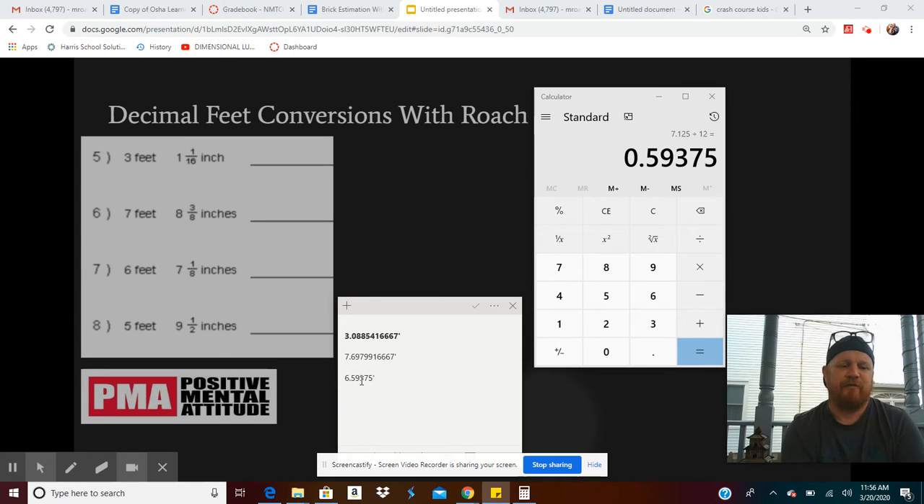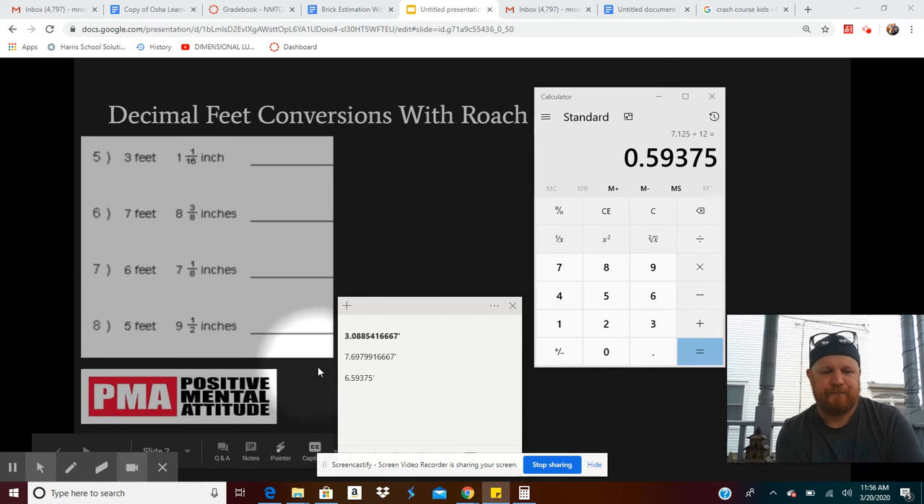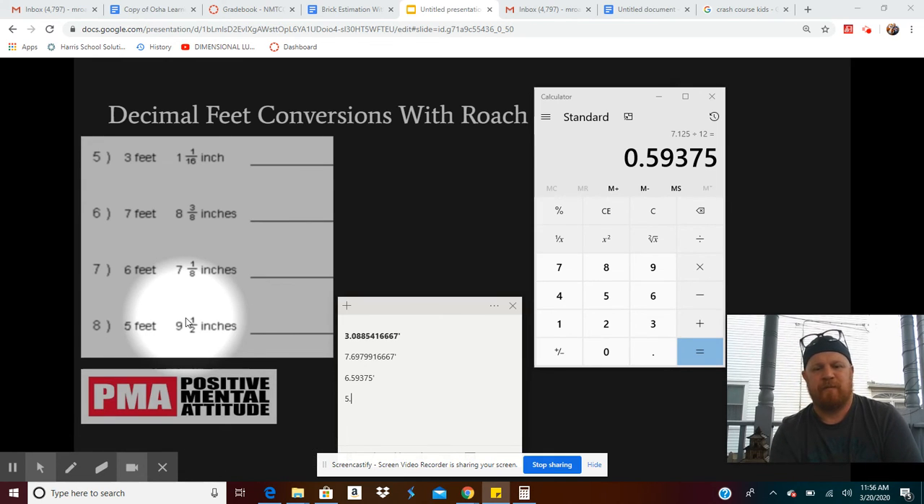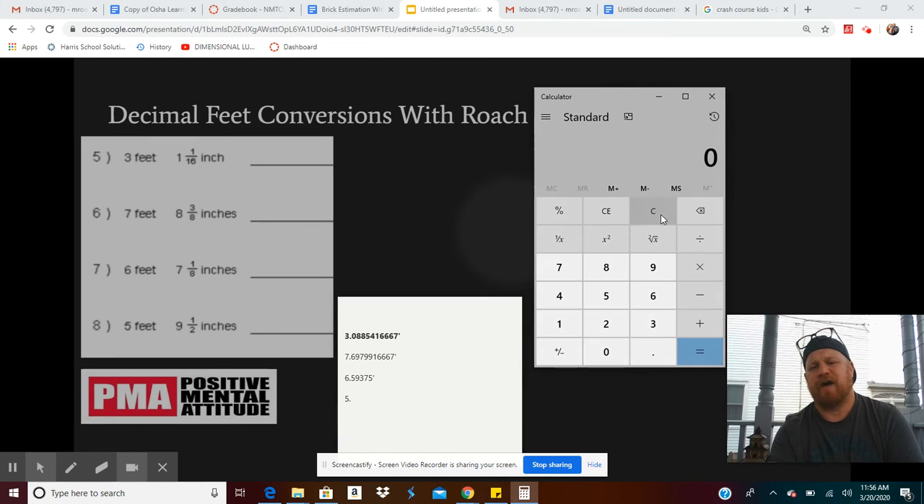All right, 5 foot 9.5 inches. All right, so we're going to bring the whole number over here and put a decimal point there. All right, we're going to take 9.5 inches. This should be pretty easy for anybody. All right, so we know in decimal form, so I'm going to still do the equation, but we should know that that equals 9.50.